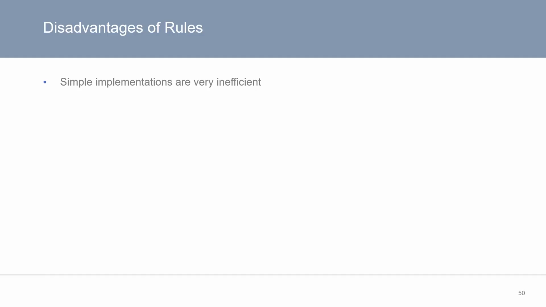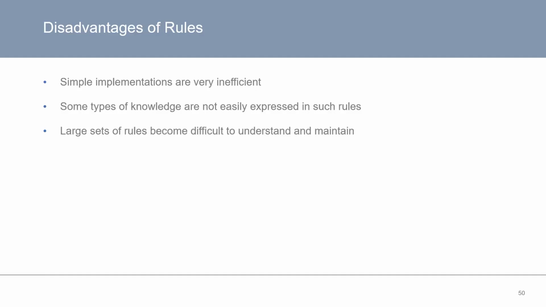For one, simple implementations of rules are often very inefficient. In other words, we can modularize our problem too much to make our lives easier in putting the system together, but when it comes to putting it into action, the same system might be computationally more expensive than it needs to be when going through the whole searching, matching, and inference process. Also, some types of knowledge are not easily expressed as rules. Further, a large set of rules can become difficult to understand as well as to maintain.